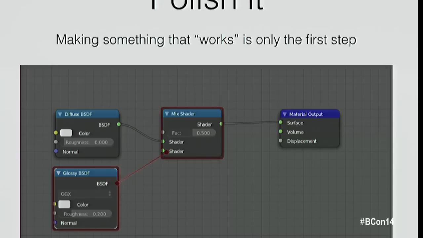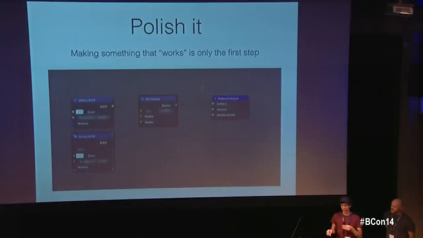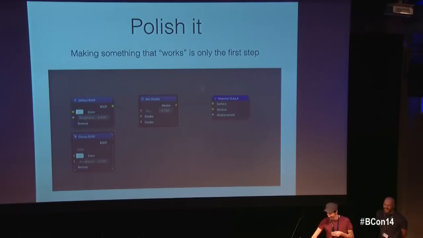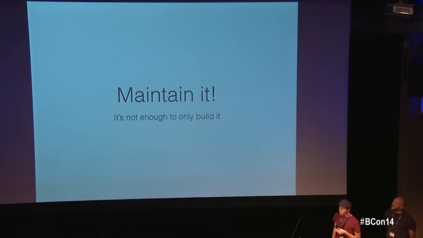To step back from it, for Node Wrangler the default functionality is that if you select a node and select another node, you can hit F to connect it. How often does it actually work to do what you want it to do? Bartek is shaking his head. So, polishing it.